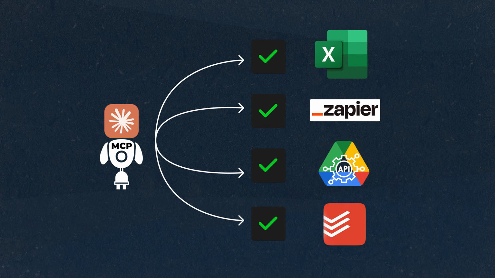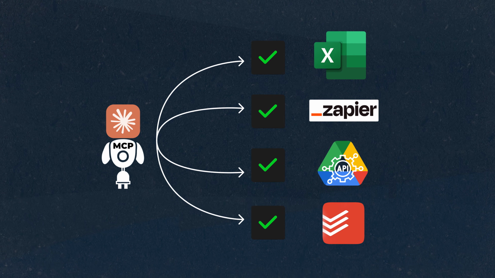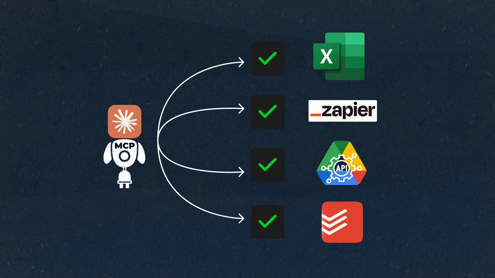And here's the key part. Agentic AI is like a traveler who wants to go everywhere and do everything. But without MCP, it's stuck carrying a bag of adapters. With MCP, it's carrying around that universal adapter and gets instant access into everything it needs.